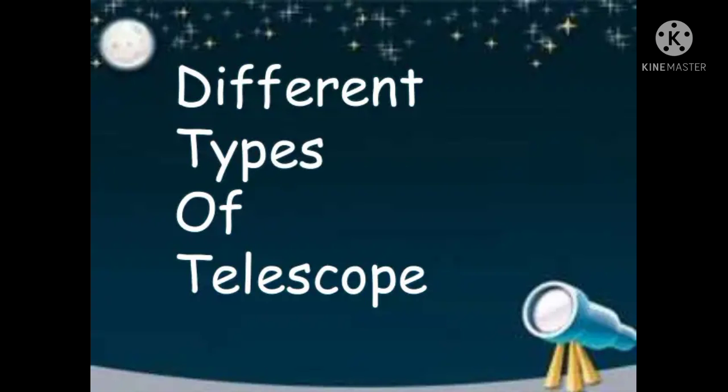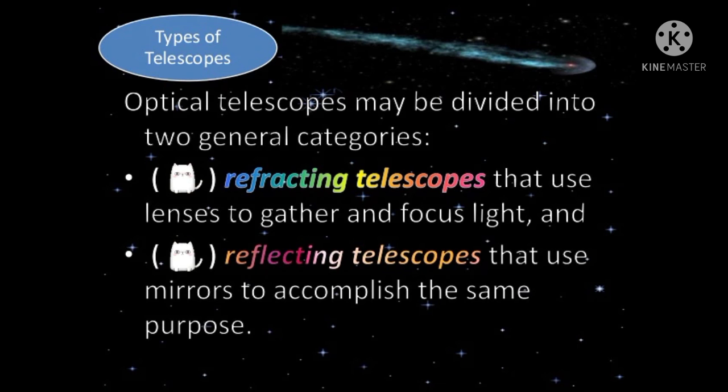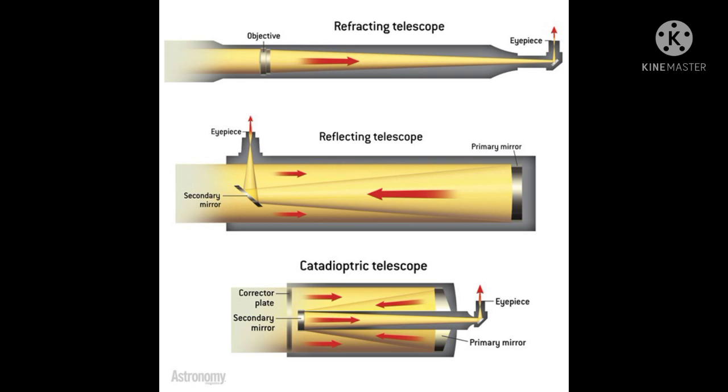Different types of telescope. According to optical property, it is classified into two groups: refracting telescope and reflecting telescope. In a refracting telescope, lenses are used, whereas in a reflecting telescope, parabolic mirrors are used. According to the things which are observed, astronomical and terrestrial are the two major types of telescope.